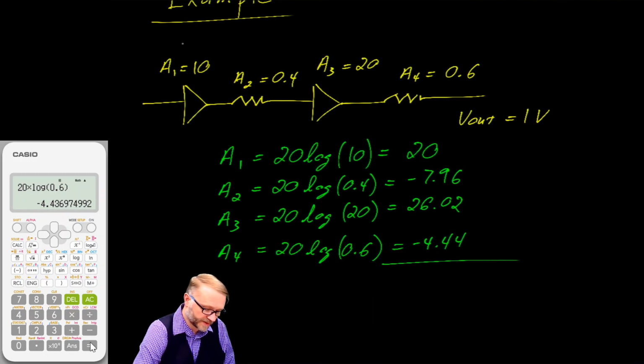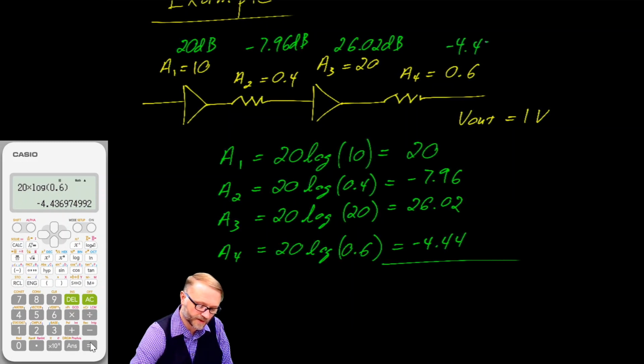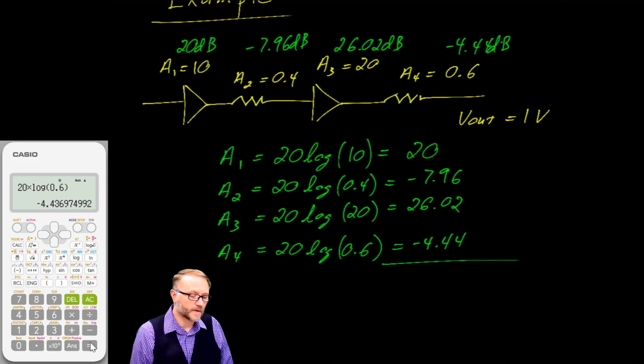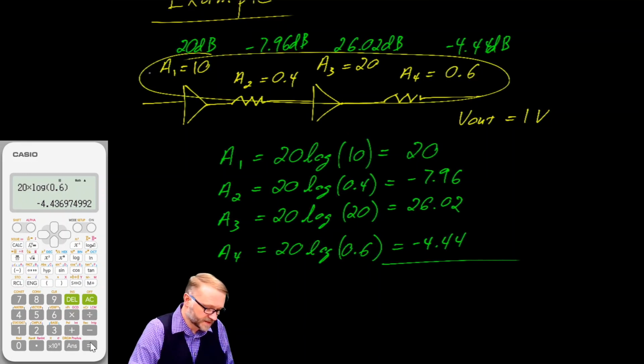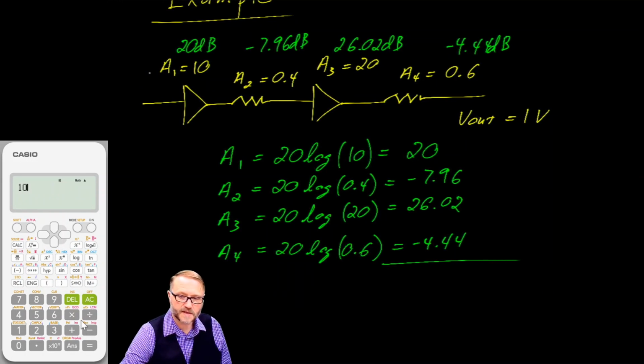So if we sketch that up here, we could say the gain is 20 dB. The gain for the attenuator is actually negative, so negative 7.96 dB. The gain for the amplifier here, 26.02 dB. And the last attenuator is negative 4.44 dB. From our log properties, we made it a point to say that multiplication becomes addition. So in yellow, you remember we multiplied all of these together, right? When we did it the first time, it was 10 times 0.4 times 20 times 0.6. Right, so we talked about a linear gain.